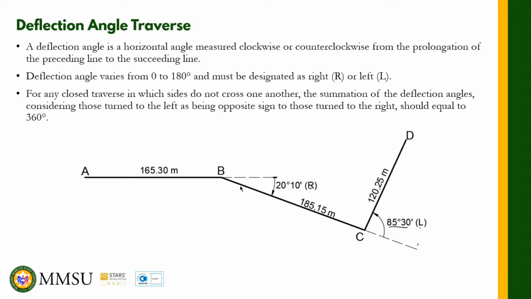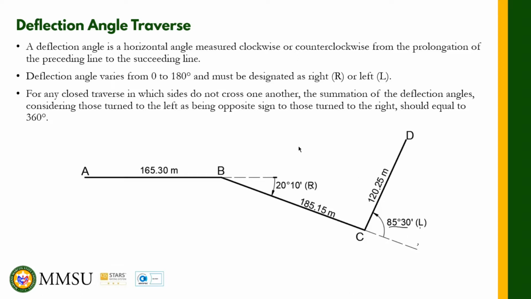On the other hand, going from point B to point C and then turning from point C to point D gives us a deflection angle going to the left. It's like you are walking from B to point C, and then you turn left going to point D. That's why the deflection angle is going to the left. In every deflection angle we must state whether it's going to the right or to the left.